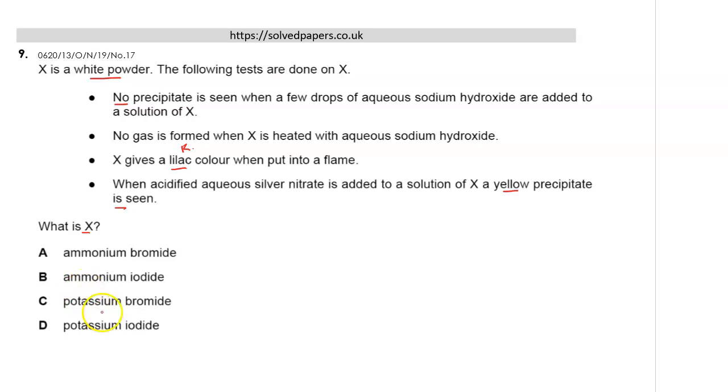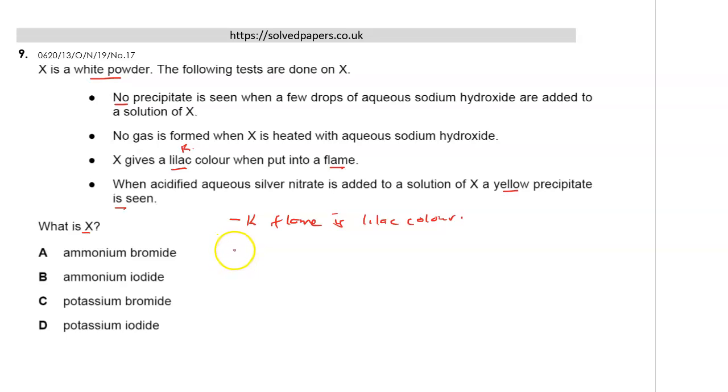So A and B are out because ammonium is not a metal. The flame test is usually done on metals. So potassium should give us a lilac flame. So it could be C or D. The chemical symbol for potassium is K. So the potassium flame is lilac in color, of course. So we know that.